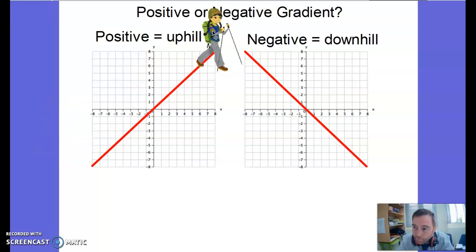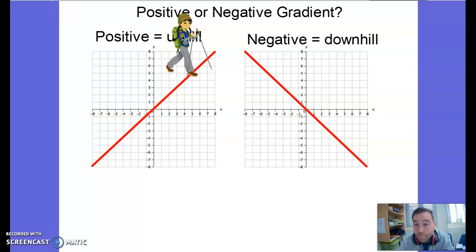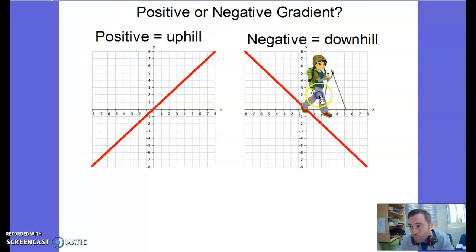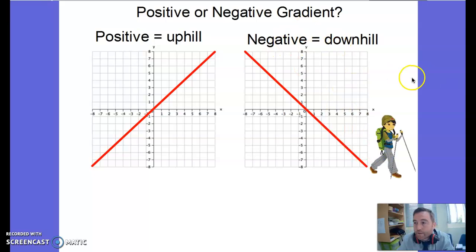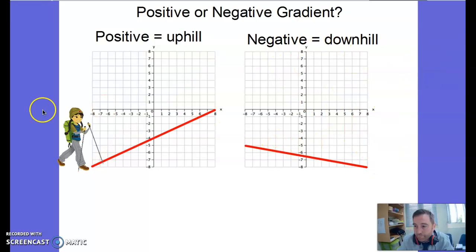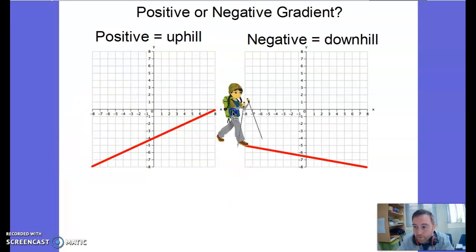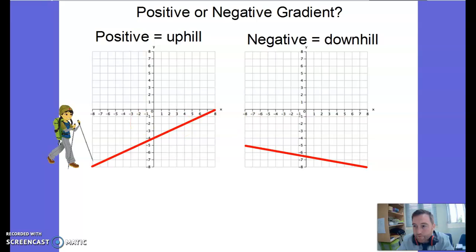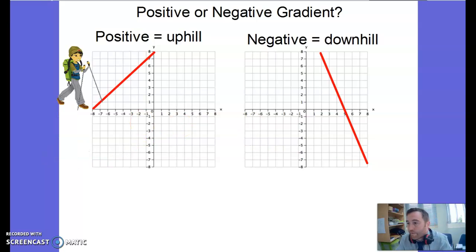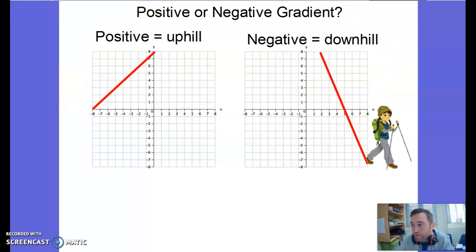across there, if that person has to walk up the hill, we call that a positive gradient. If when that person walks left to right, they have to go downhill, it's a negative gradient. And you get different lines there, but as long as it's going uphill, it's positive. Downhill, it's negative gradient. So positive and negative, there we are. Doesn't matter where those lines are, positive, negative.